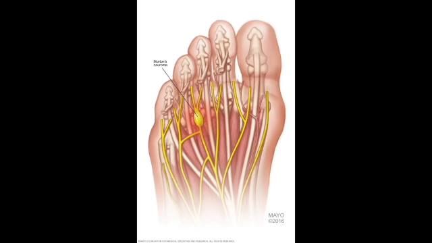Risk factors: most common in women 25 to 50, especially if they wear tight-fitted shoes, high heels, due to overpronation, and flat feet. Clinical manifestations of Morton's neuroma: lancinating or burning pain, especially with weight bearing, most commonly in the third intermetatarsal space, between the third and fourth metatarsals.